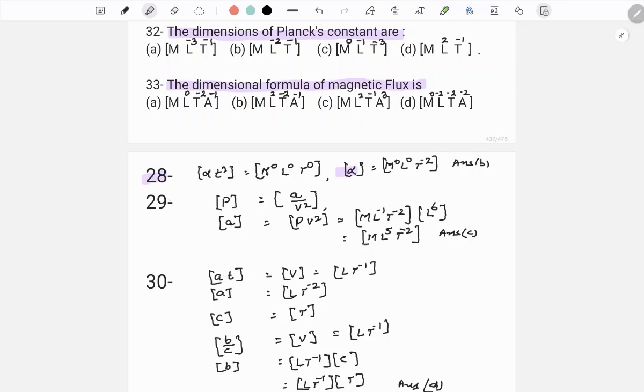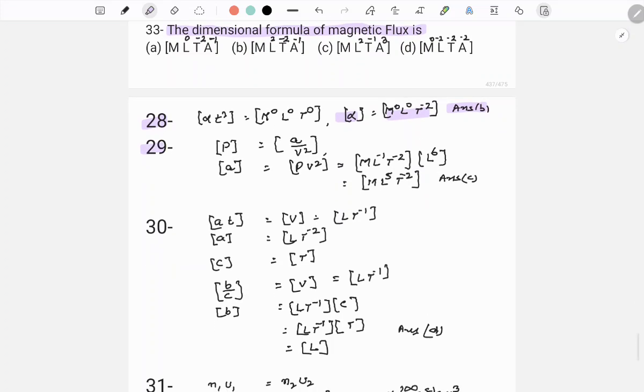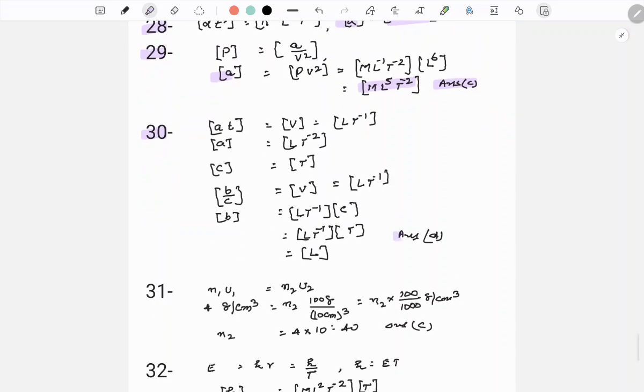28th. Dimension of alpha is M to the power 0, L to the power 0, T to the power minus 2. Answer is B. 29. Dimensions of A is equal to M L to the power 5, T to the power minus 2. Answer is C. 30th. Answer is D.